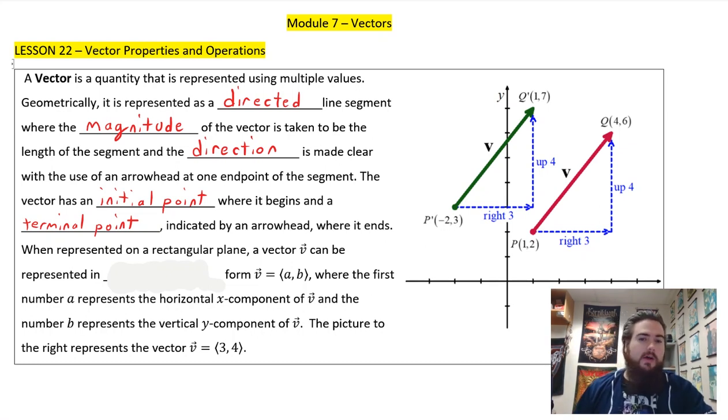When represented on a rectangular plane, a vector v can be represented in component form, or sometimes rectangular form. v equals ⟨a, b⟩, where the first number a represents the horizontal x component of v, and the number b represents the vertical y component of v.